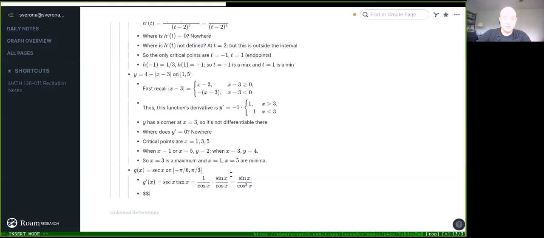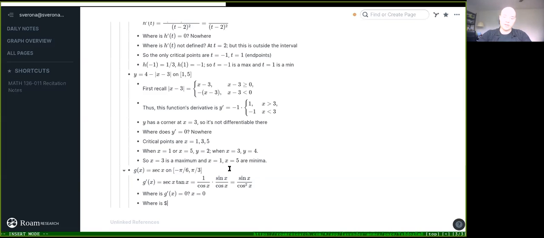So where is g prime of x 0? If you were doing this with the raw secant tangent form, then you would say secant x has to be 0. Where does that happen? And the answer is never. Where does tangent equal 0? And the answer would be at x equals 0 itself, right? In this case, I know that the numerator has to be 0 for the whole thing to be 0. So I know that that's where sine is 0. And the only place on this interval on which that happens is going to be x equals 0.